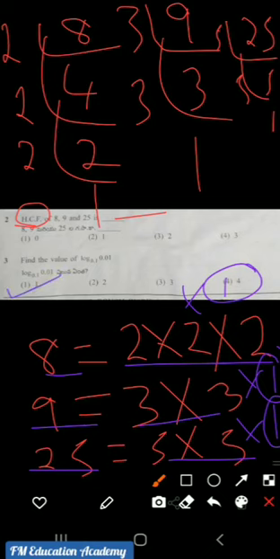Now moving on to the third question. The question is: find the value of log 0.01 to the base 0.1. Actually, it's very easy. Log 0.01 to the base 0.1.